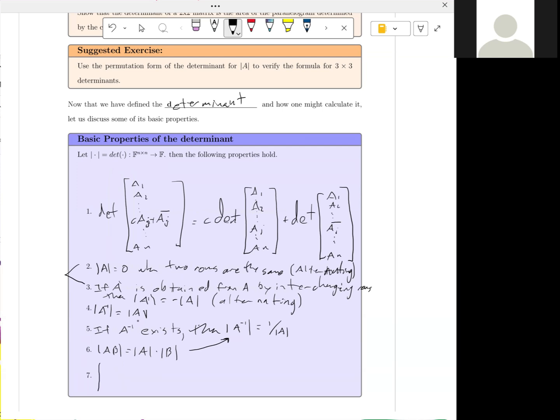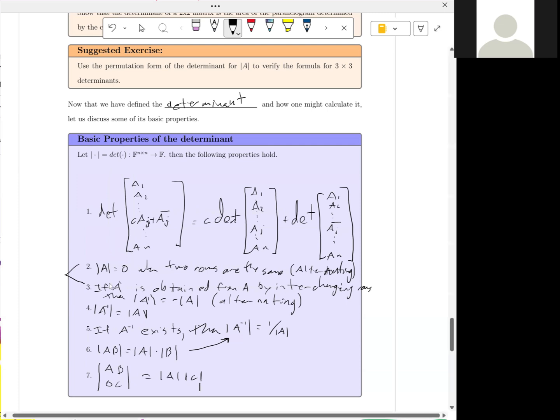And the last one has to do with block matrices. A, B, 0, C. The determinant of the matrix A, B, 0, C is equal to the determinant of A times the determinant of C. And the assumption here is that A and C are both square matrices, because we only have a definition for the determinant right now for square matrices.